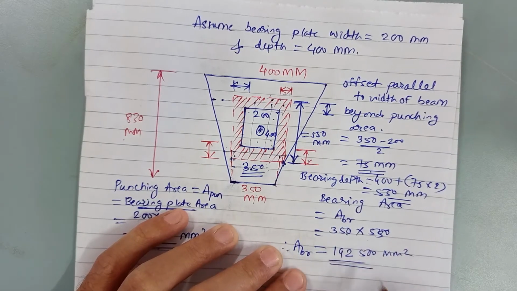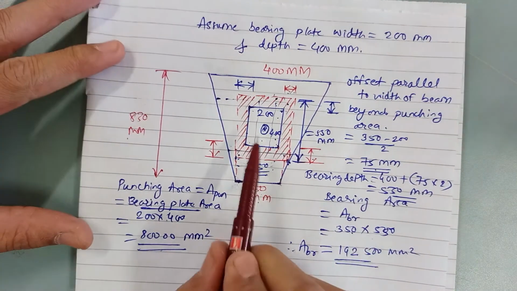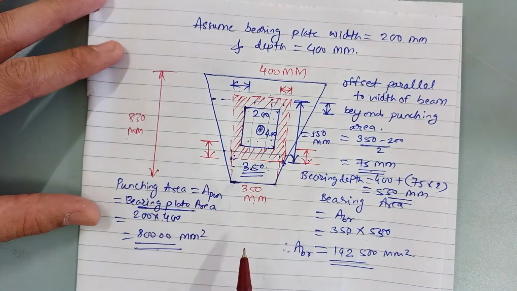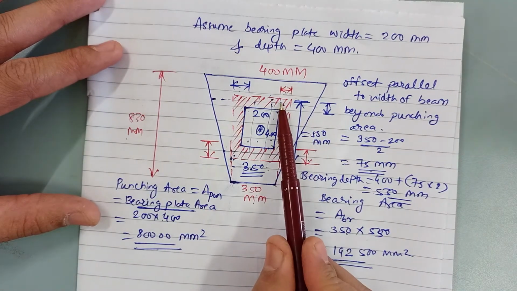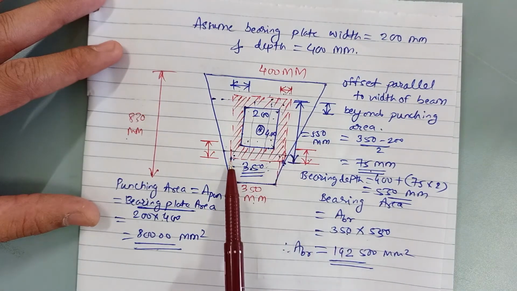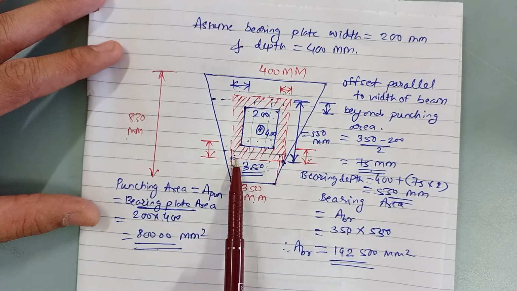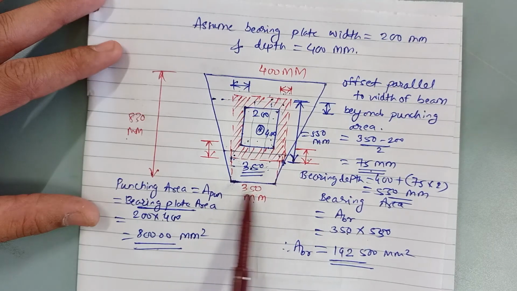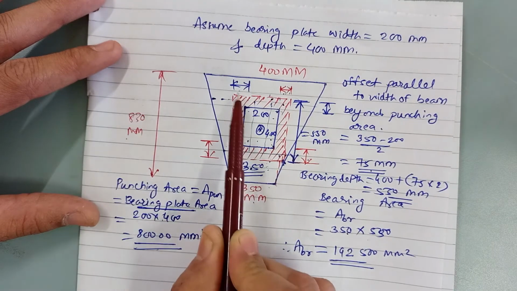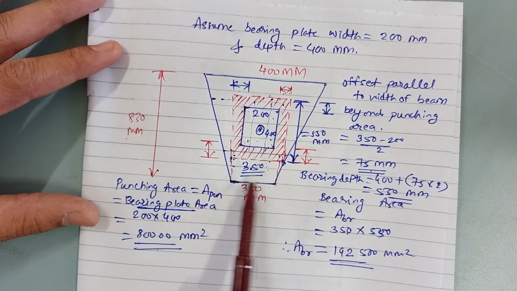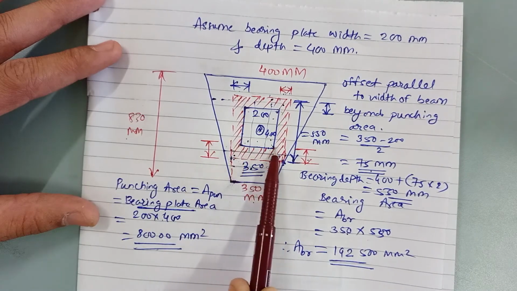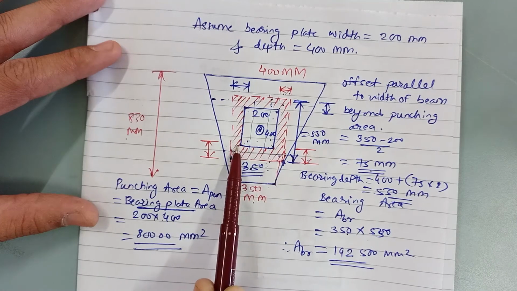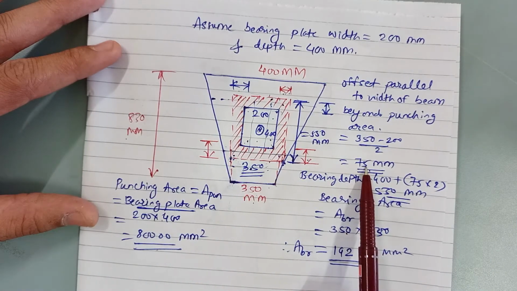192,500 mm square. Get clear that this blue part is nothing but the punching area, and this entire red part is nothing but the bearing area. This offset will be calculated depending upon the width of the bearing area, where the width of the bearing area is assumed equal to the width of the bottom flange. This offset we have calculated as 350 total width minus this width 200, which gives the total offset, divided by 2, that is the offset on a single side. In this way the offset comes to 75 mm.